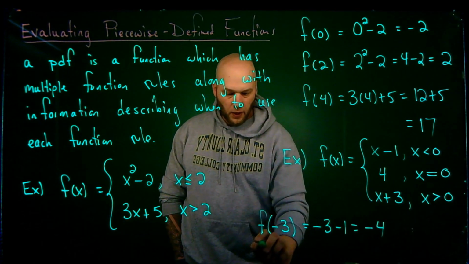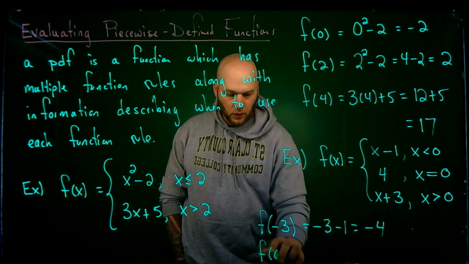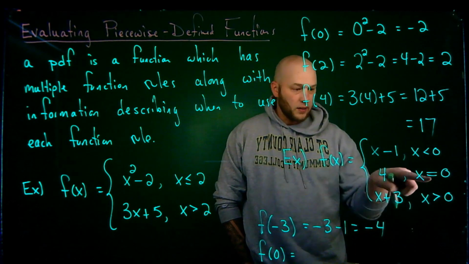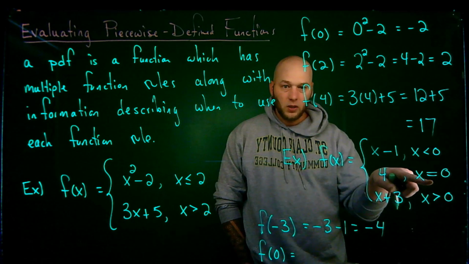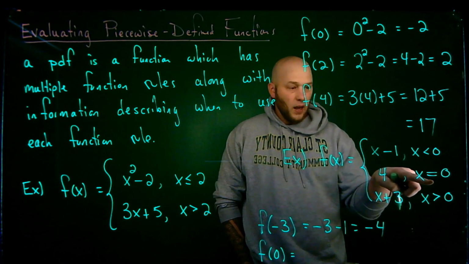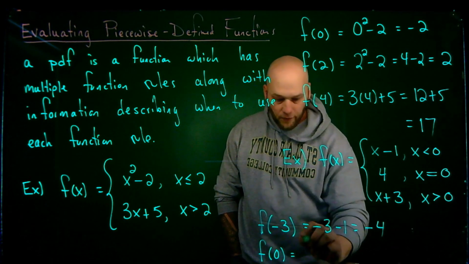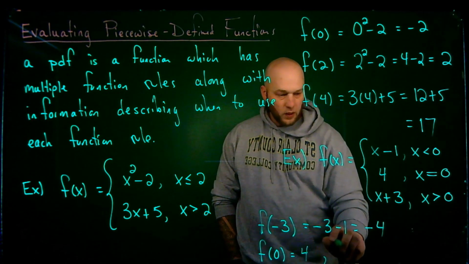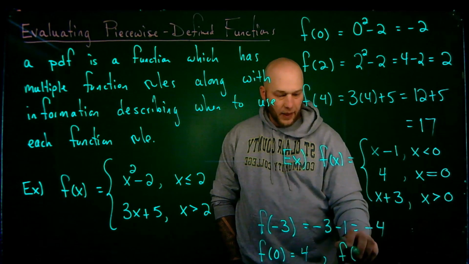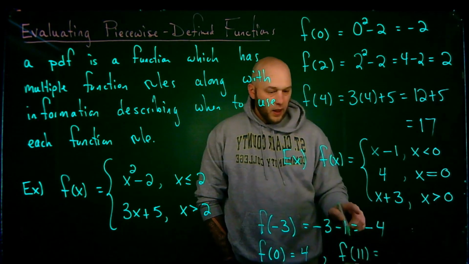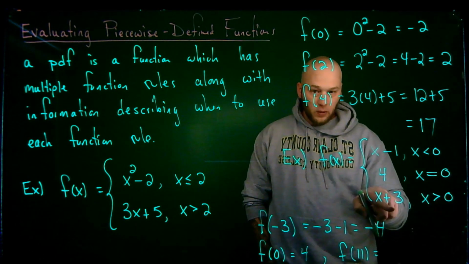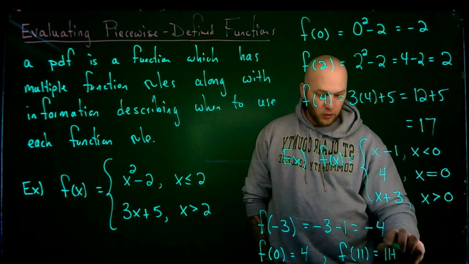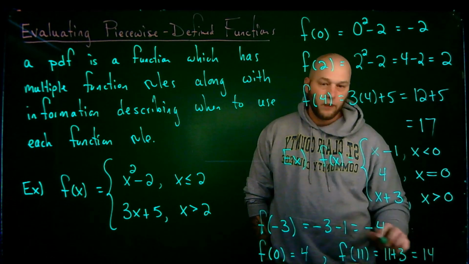If I wanted to compute f of 0, well, if x is 0, then that satisfies x equal to 0. Riveting. Therefore, the function value is 4. Right? And then one more, if I wanted to compute, let's say, f of 11. 11 is positive, therefore I'm going to use the third function rule, giving me 11 plus 3, which is equal to 14.